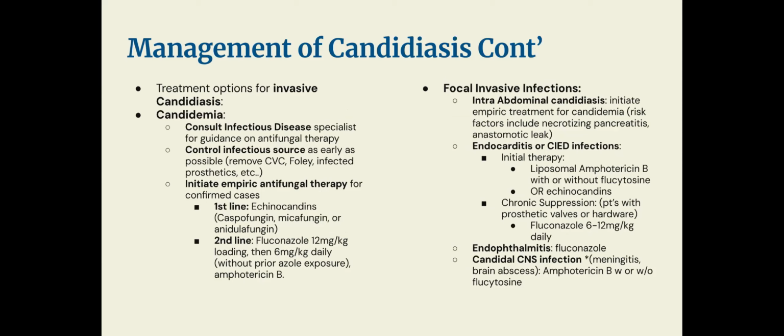When it comes to invasive candidiasis, especially with bloodstream infections like candidemia, it's always good to have infectious disease on board because these are going to be patients that are very sick and very easily can start to deteriorate very quickly. So it's important, just like with any bacterial infection within the bloodstream, to remove central lines, Foleys, or any infected prosthetics that the patients may have, and to start immediate empiric therapy. For this, the first line is usually going to be the echinocandins, and then second line being the fluconazoles if they're not responding well, or you could even use the amphotericin B.